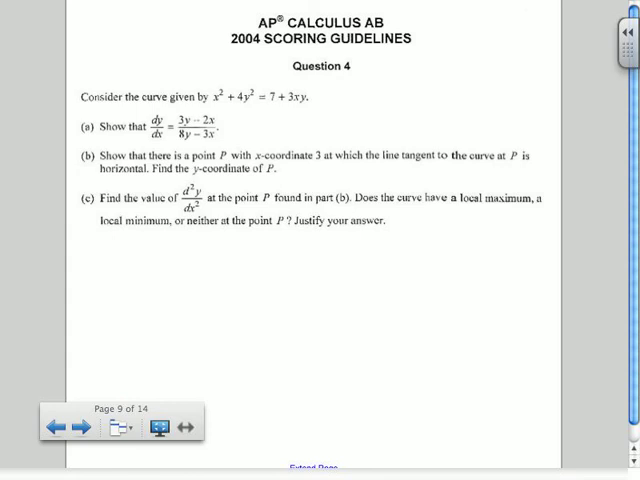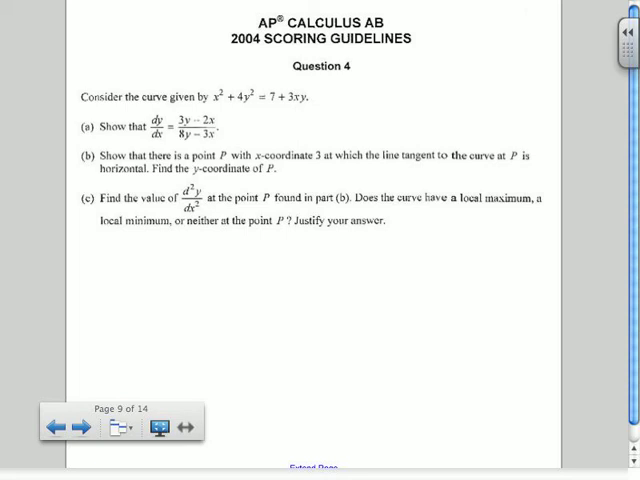So I'm going to go ahead and do 2004 question 4. So this is a possibility for your Chapter 5 exam. All right, so it says, consider the curve given by x squared plus 4y squared equals 7 plus 3xy. Show that dy over dx equals 3y minus 2x over 8y minus 3x.